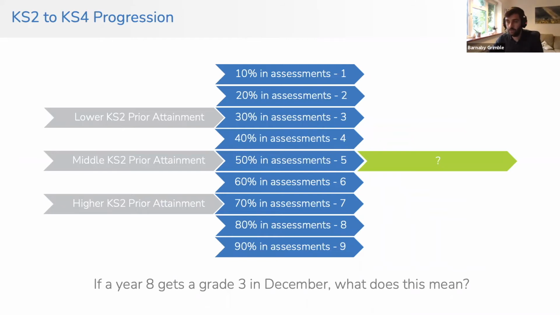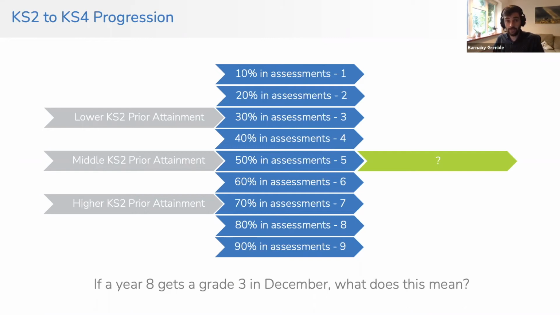When you start looking at what it means in terms of prior attainment and where they should be, quite commonly, I know a lot of teachers have found this, they can be nervous about reporting GCSE grades for those students. Because if a student in Year 8 gets a grade 3 in December, what does it actually mean? Does that mean that if they sat the GCSE tomorrow, they would get a grade 3? Or are they saying that they're on track for a grade 3? And this is where it can get really confusing.